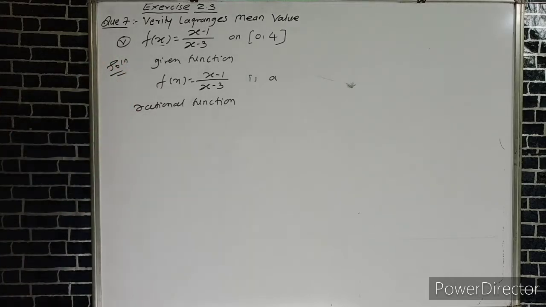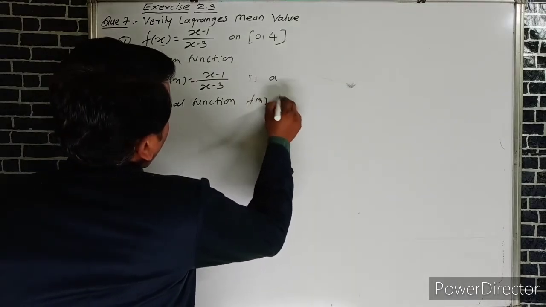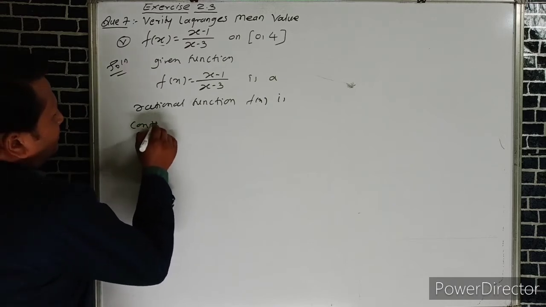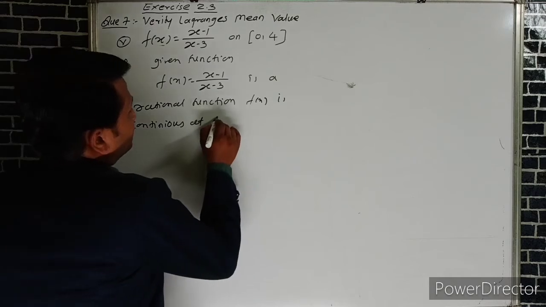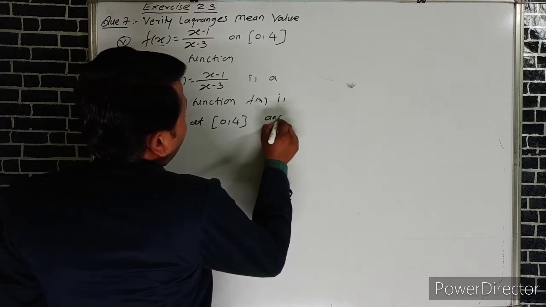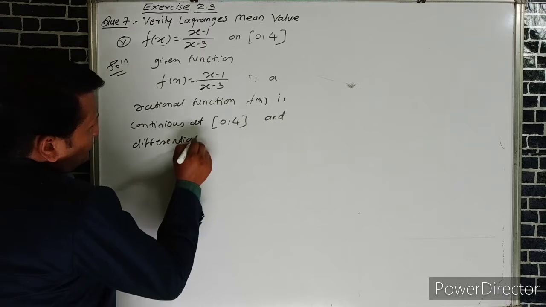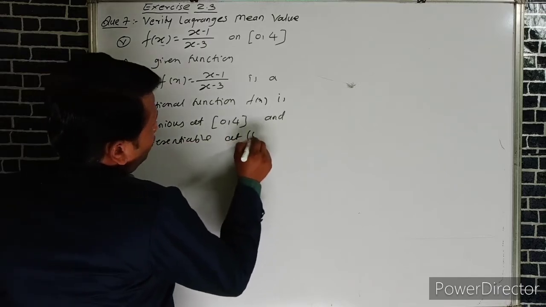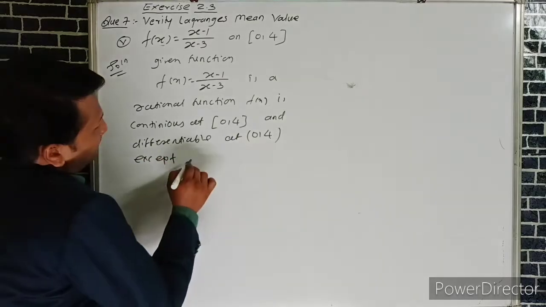So we can say that the function f of x is continuous at closed interval [0, 4] and differentiable at open interval (0, 4) except 3.